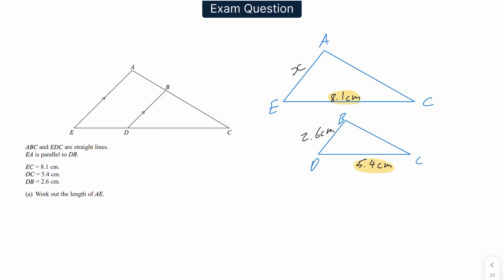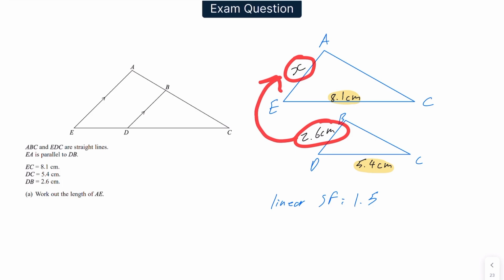So if I find the linear scale factor, if I just write that down here, linear scale factor. I'm going to do on my calculator here, 8.1 divided by 5.4, and that gives me 1.5. So it wants me to work out AE. The relationship there is going to be that matching side and that matching side there. So since the shape is getting bigger, I'm going to multiply that by 1.5.